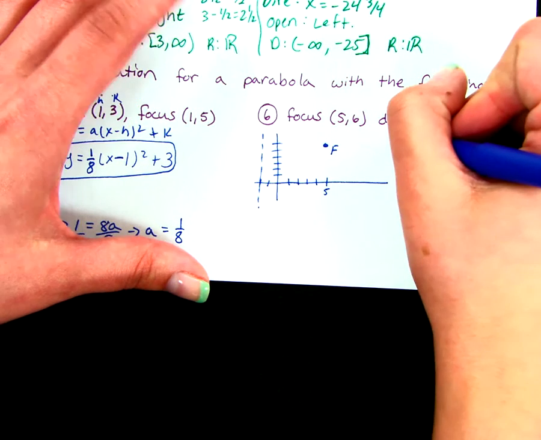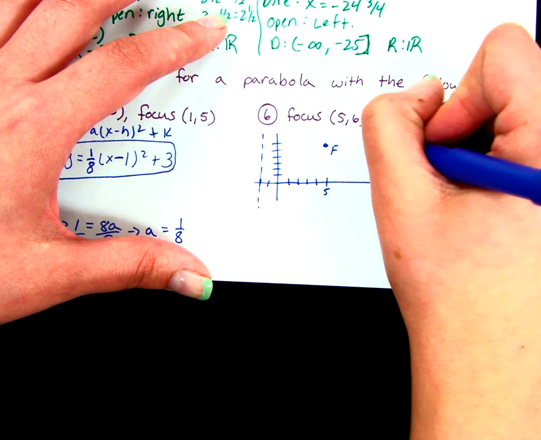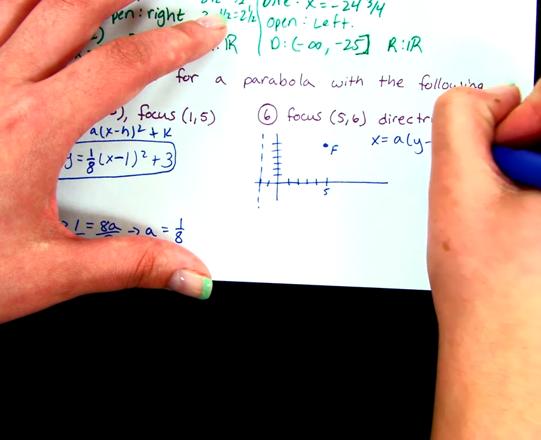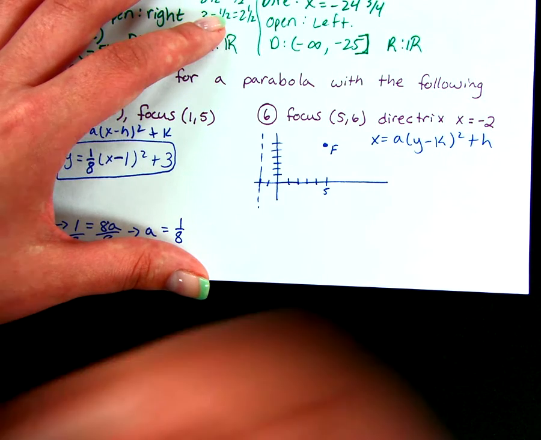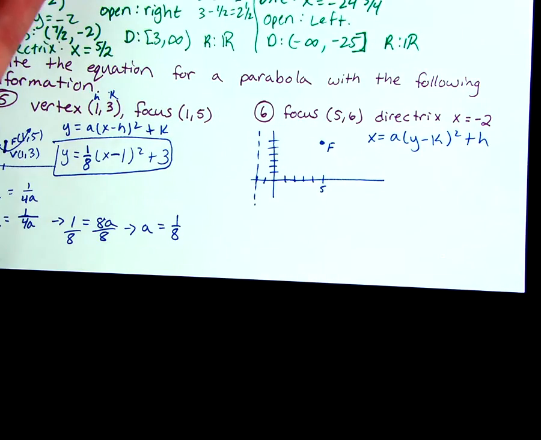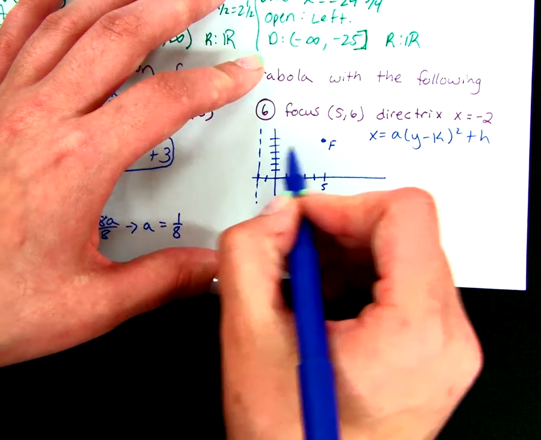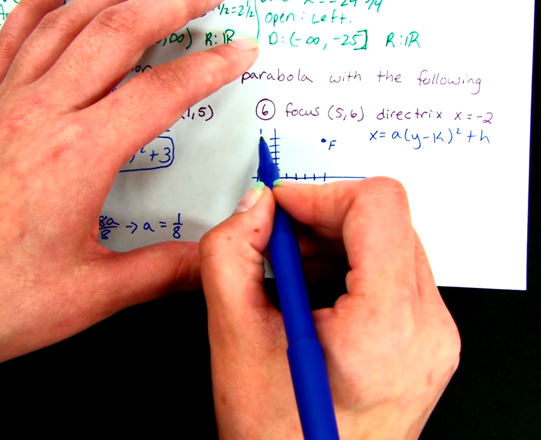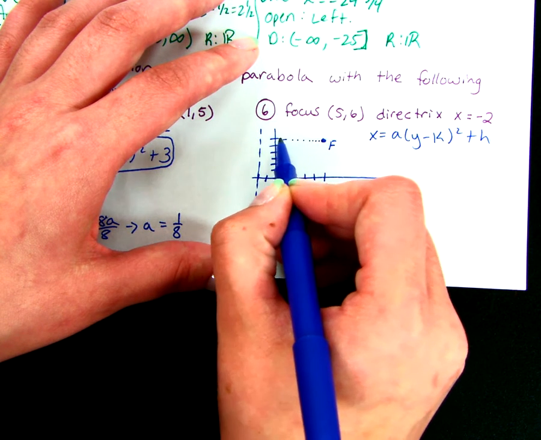That means we're using the vertex form x equals a times (y minus k) squared plus h. So we need to figure out a, h, and k. We don't have the vertex this time, so we need to start by finding the vertex. Remember, our vertex is right in the middle of the directrix and the focus, and it has to be on the same line.